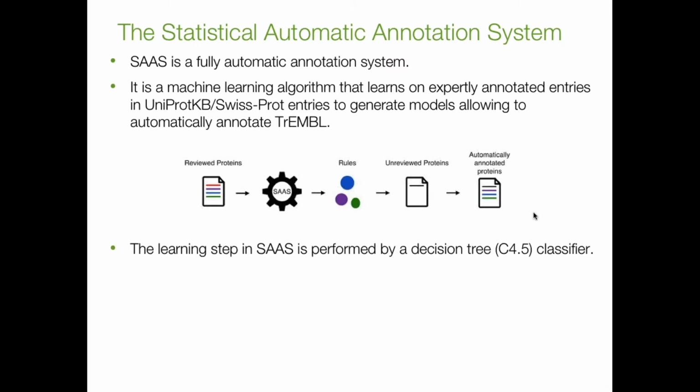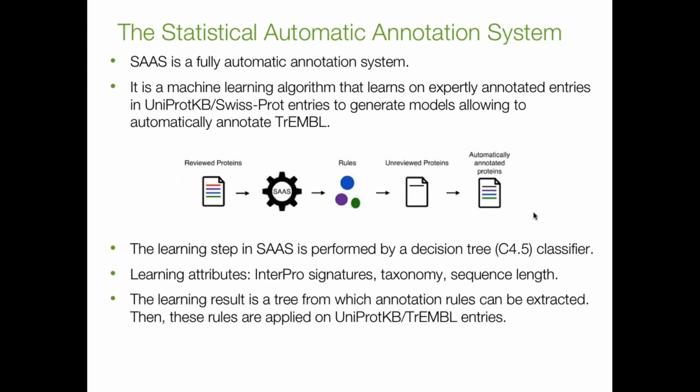SAAS is learning through a decision tree classifier using the C4.5 algorithm, and it learns on different kinds of attributes, including the InterPro signatures, the taxonomy of the organism of the proteins, and the sequence length. The learning result of this algorithm is in the form of a tree, from which annotation rules can be extracted, and the rules that are created can then be applied on the TrEMBL entries.